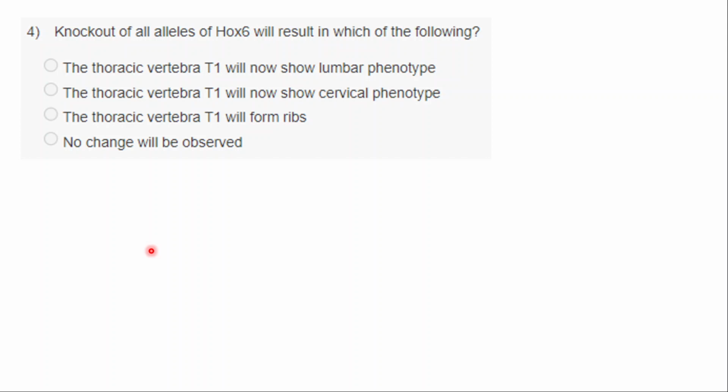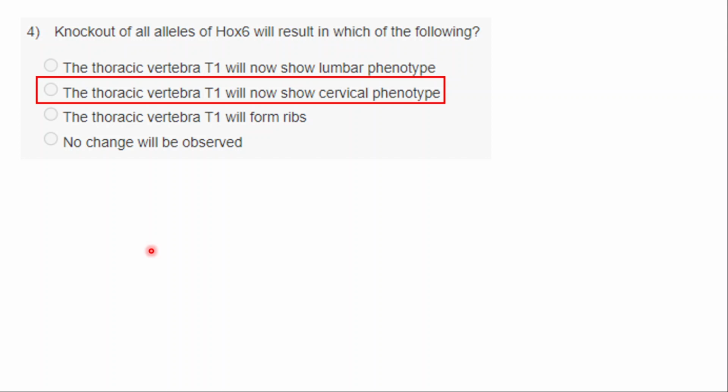Okay, I can see some answers. Thoracic cervicalization, option 2. Okay, so Ajay is answering option 2. Thoracic vertebra T1 will now show cervical phenotype. Let us check out what is the correct answer. Ajay is absolutely right again. Thoracic vertebra T1 will now show cervical phenotype due to knockout of HOX6 gene.